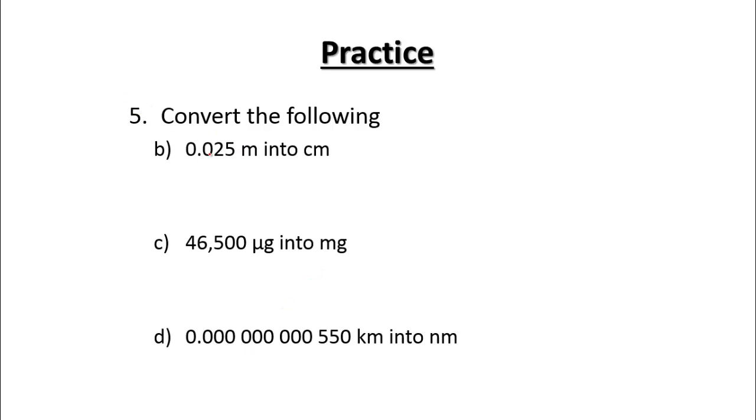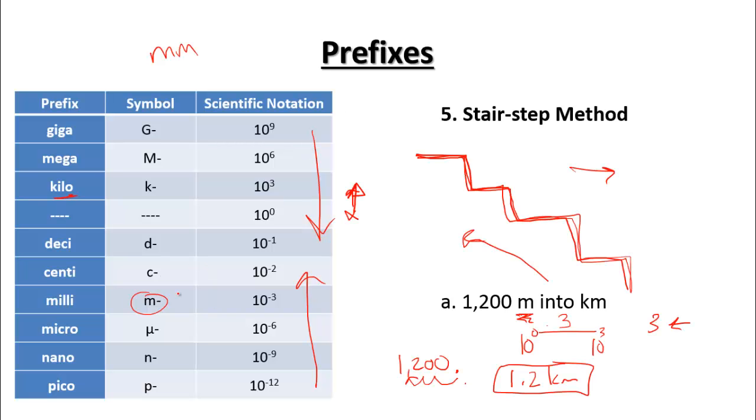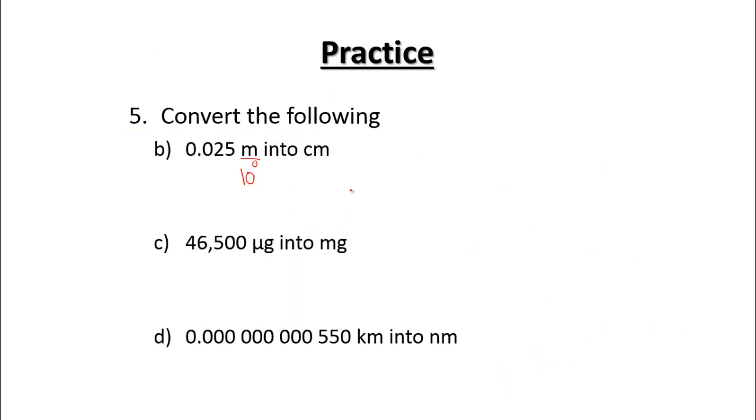Okay, on 5b, we are at meter, which we just saw on the previous page is 10 to the 0, because that's a base unit. It's all by itself, it's a base. And we're going to go to centi, and centi is right here, and that's 10 to the negative 2. So 10 to the negative 2 is what centi stands for.